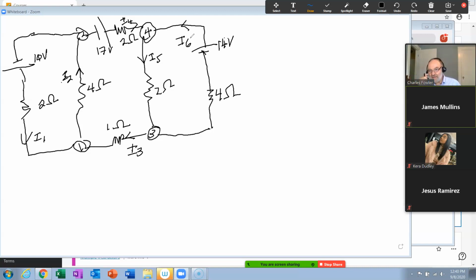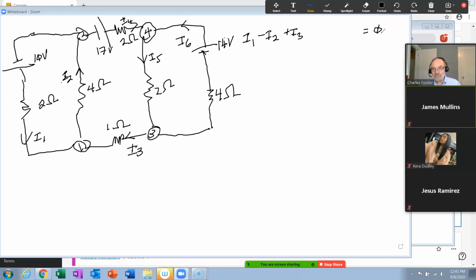Now, let's talk about the junction laws. Start with junction 1. You got I1 coming in, I3's coming in, and I2's going out. So let's say this is I1, because that's coming in, minus I2, that's going out, plus I3, that's coming in, and then that has to equal 0, because the sum of the currents coming in and out have to equal 0.